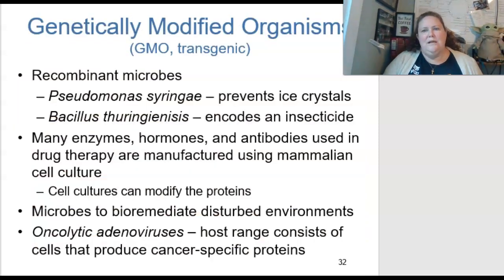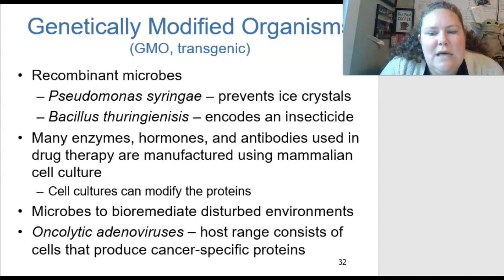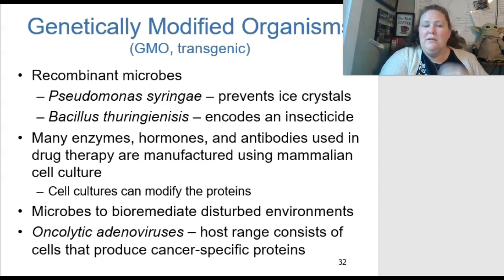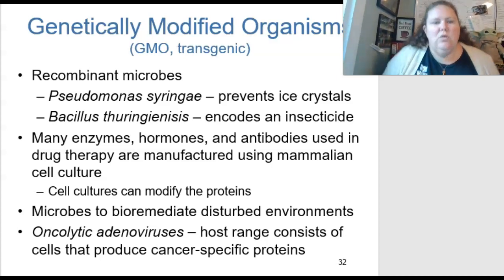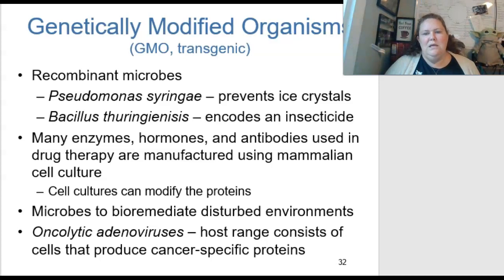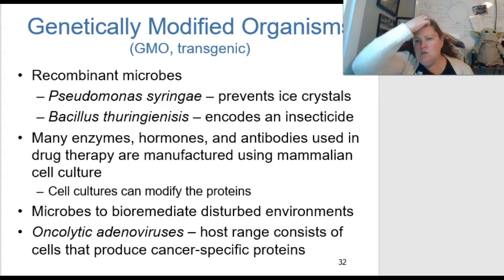So moving on to genetically modified organisms then, these are recombinant microbes that we use. For instance, Pseudomonas syringae prevents ice crystals. Bacillus thuringiensis can encode for an insecticide. Many enzymes, hormones, and antibiotics that are used in drug therapy are manufactured using mammalian cell culture, and cell cultures can be used to modify those proteins. And from microbes to bioremediate disturbed environments, we can do this to improve them.